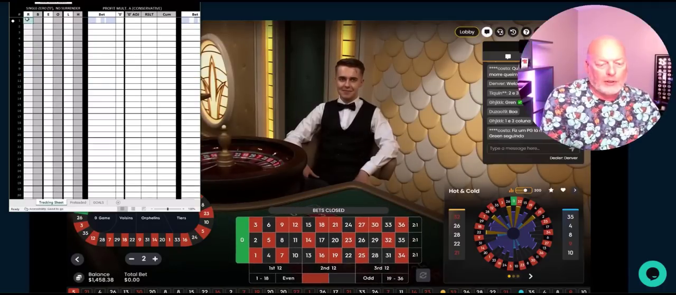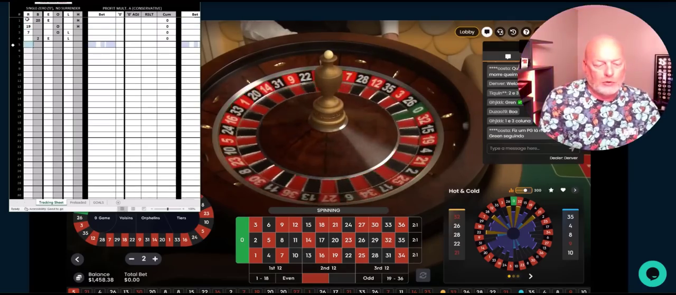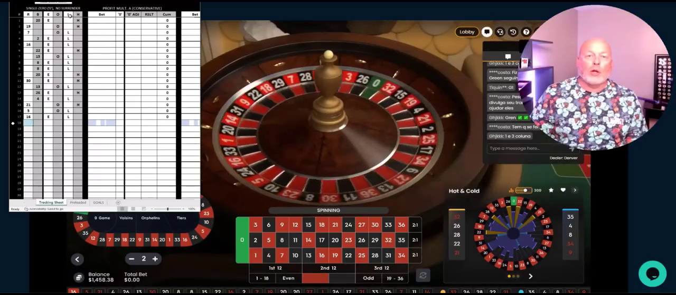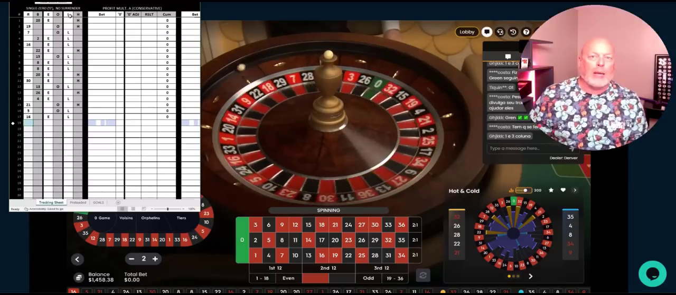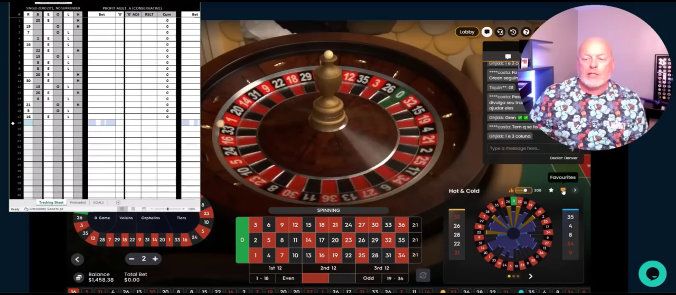So give me a moment to get my numbers put in. I got 20, 19, 7, 2. So what are we playing? Well, here I am only looking at the low and the high. All right, so I'm going to show you what the base bet would be, and I'm going to show you how we would program it in here as a favorite.